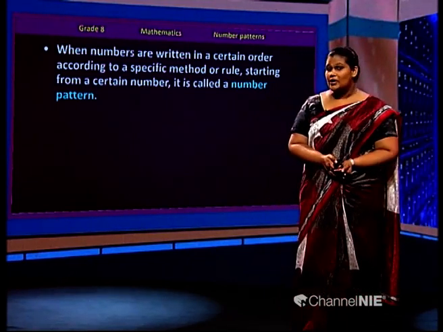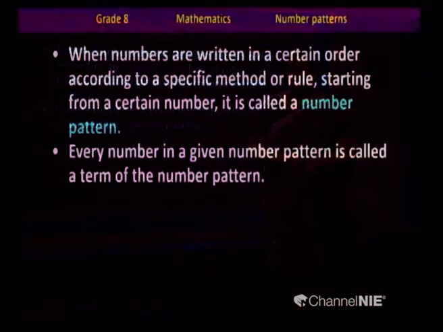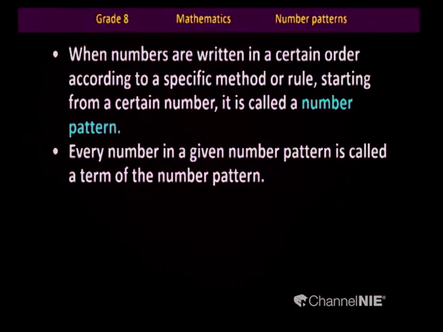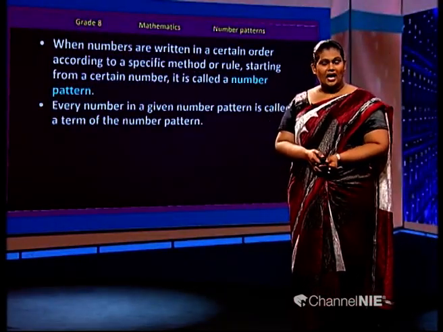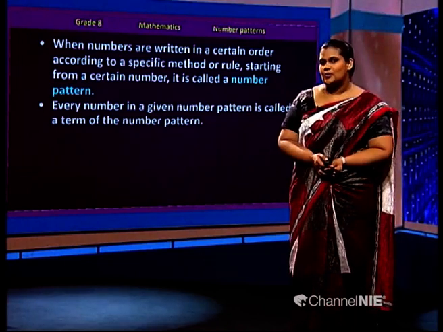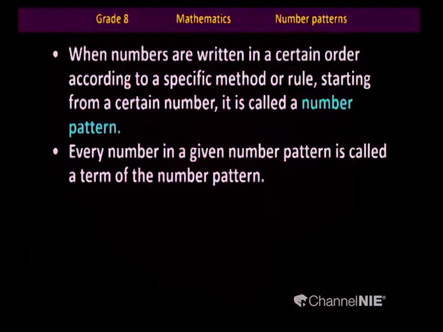Now, previously we have written a number pattern. Why? There was a specific order. We have written it in ascending order, isn't that so? 3, 5, 7, 9 and 11. That is in the ascending order. What is the rule there? All the numbers are odd numbers. And we have to consider this one as well. Every number in a given number pattern is called a term of the number pattern.